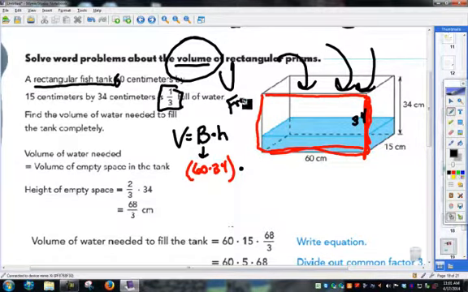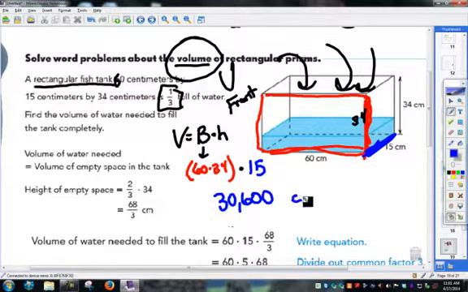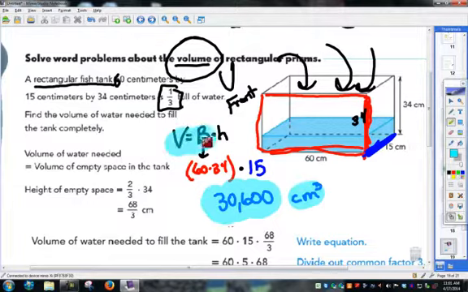Now since I called my front my base, what is the distance between the two bases, the front and the back? It is times 15. Okay, from here you can use your calculator for this, and it's going to be 60 times 34, which is 2040, and then you multiply that by 15, and you're going to get 30,600. 30,600, of course, would be centimeters cubed. All right. Now that's the volume of the entire tank. Again, 3 points right there: formula, answer, units. But that's the volume of the tank.